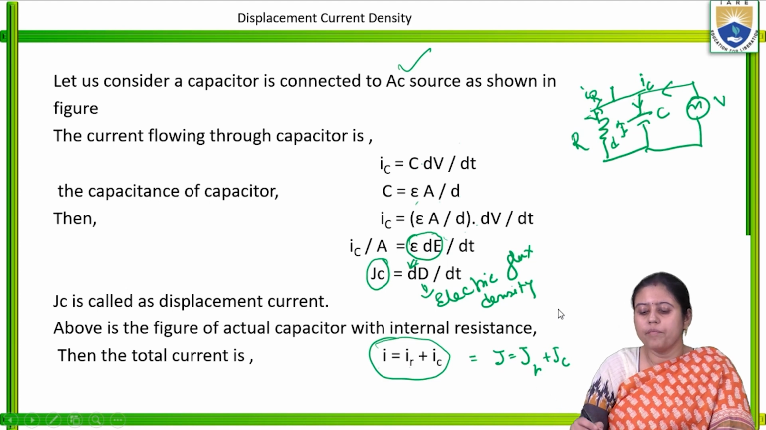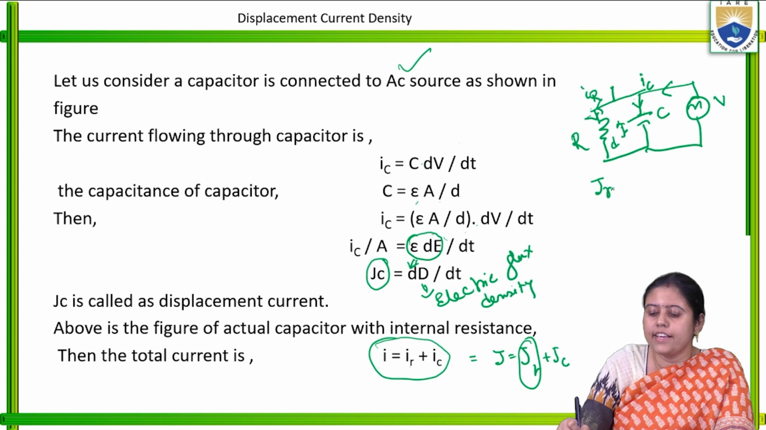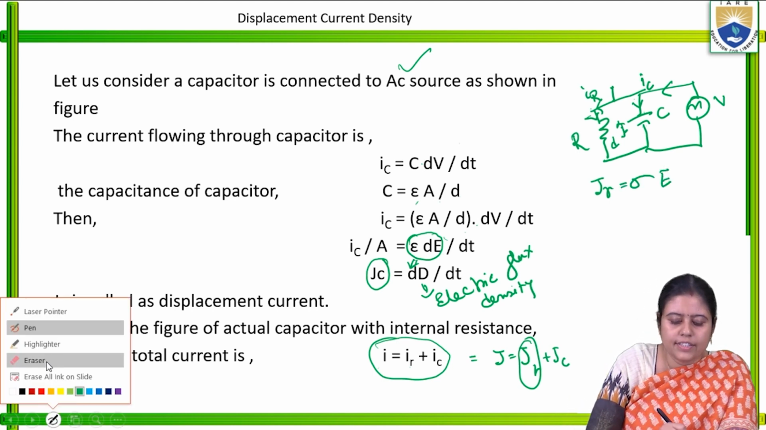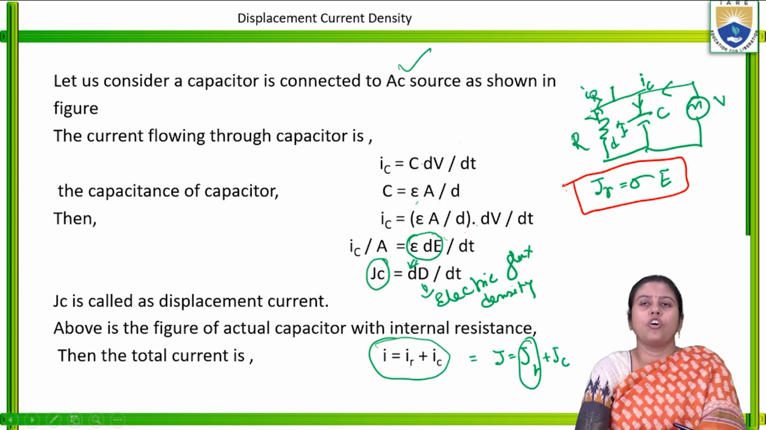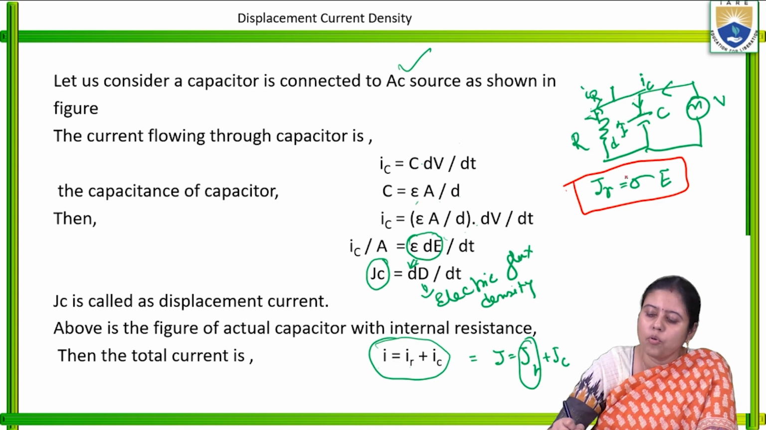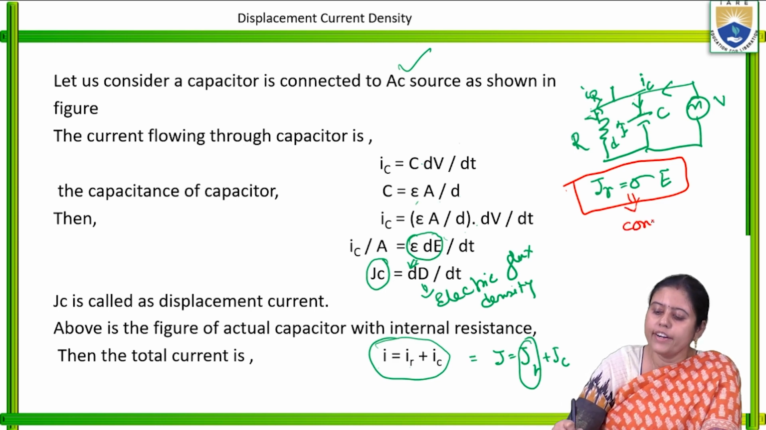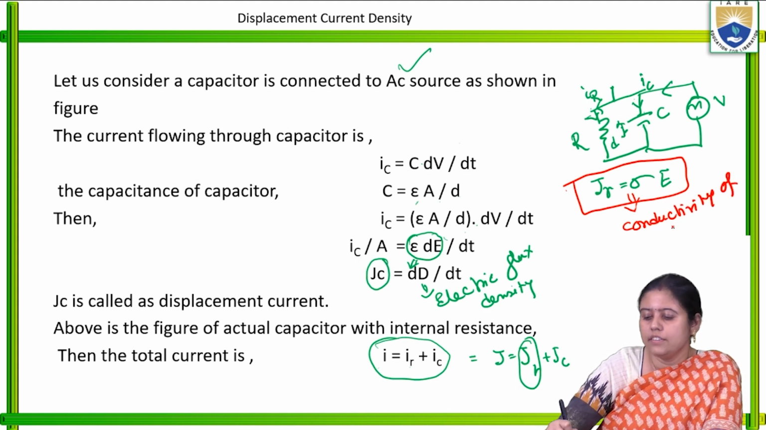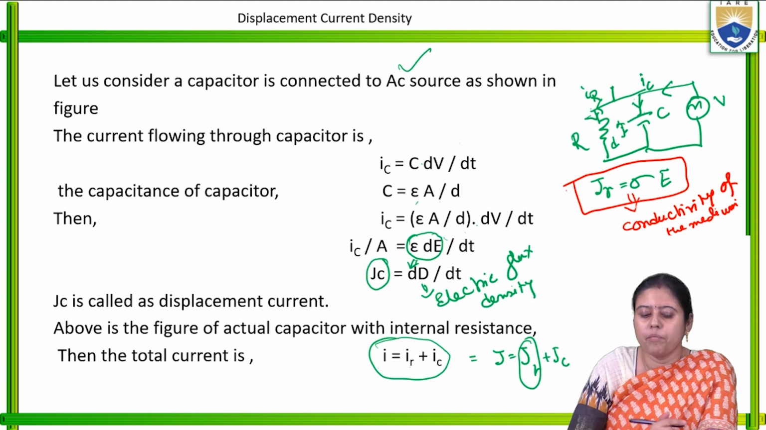And what is the meaning of the conduction current density? Conduction current density JR is always equal to sigma into E. What is sigma? Sigma is nothing but the conductivity of the medium.